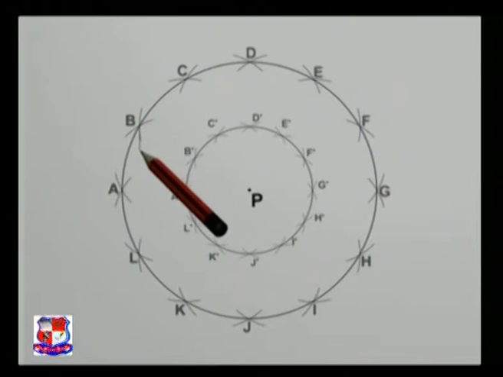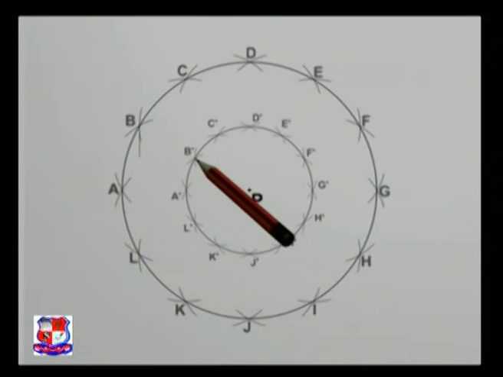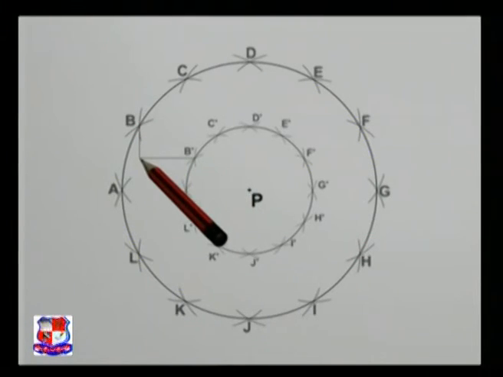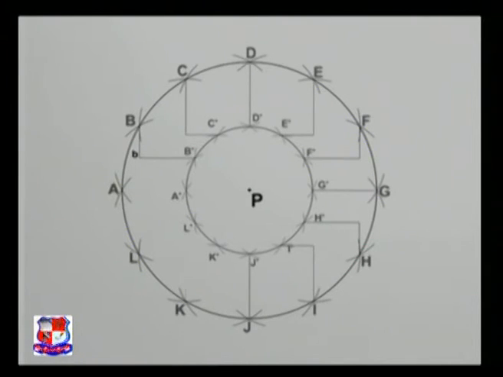Draw a vertical line from point B and a horizontal line from B dash so that they intersect at a point small b. This point small b is on the boundary of the ellipse. Similarly, draw rest of the lines and mark the points small c, d, e, f, g, h, i, j, k and small l.